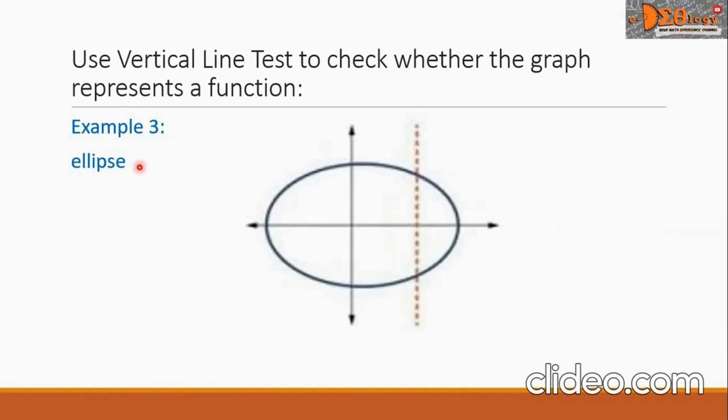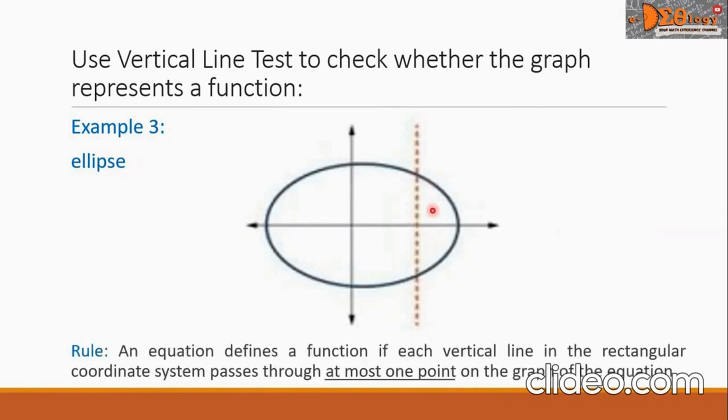Example 3 is an ellipse, and we draw one vertical line here, and we can see that this line touches the ellipse in 2 points, and because of that we will say that this graph does not define a function. This is our final answer.